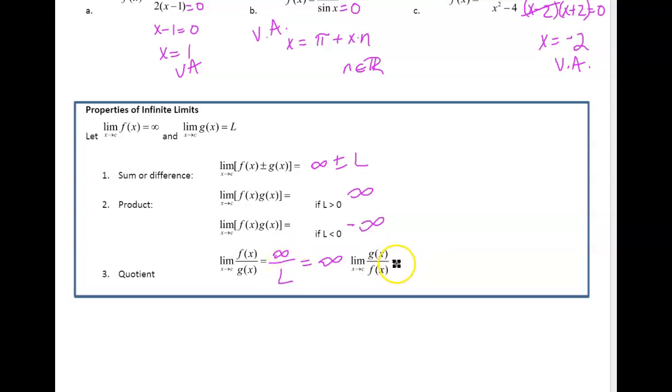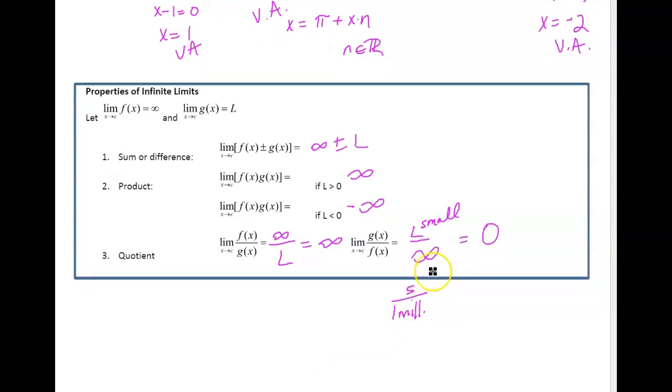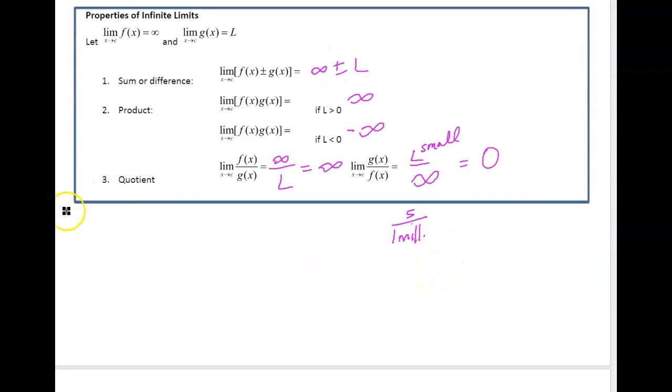This is so large that it's going to equal infinity. And same idea here, I've got L over infinity. Now, we have a really small number over something really large. I think of like 5 over 1 million. Well, that's really, really small. Okay? So for my quotient, I kind of do these differently. So I say we want to look at the highest power.